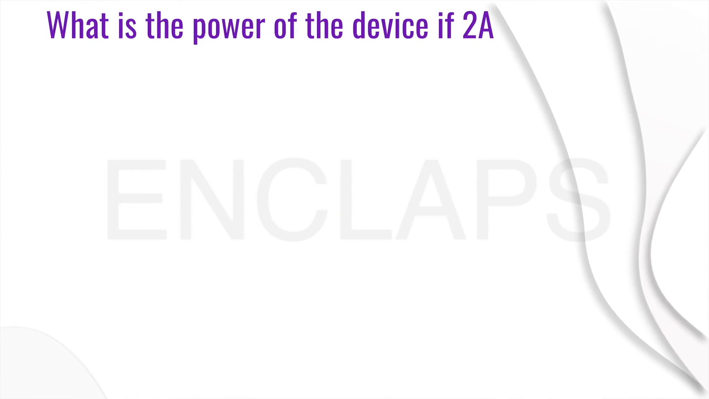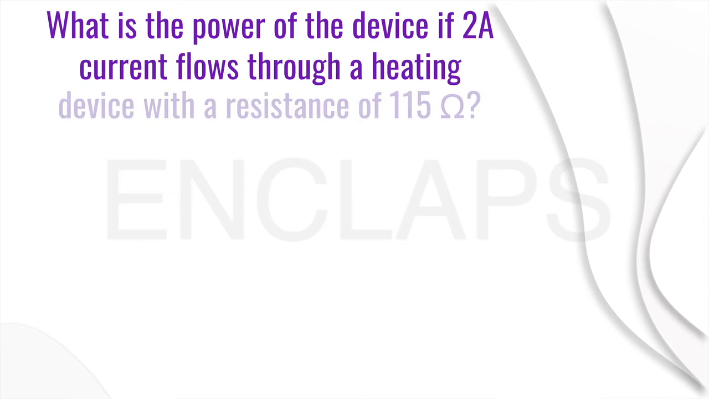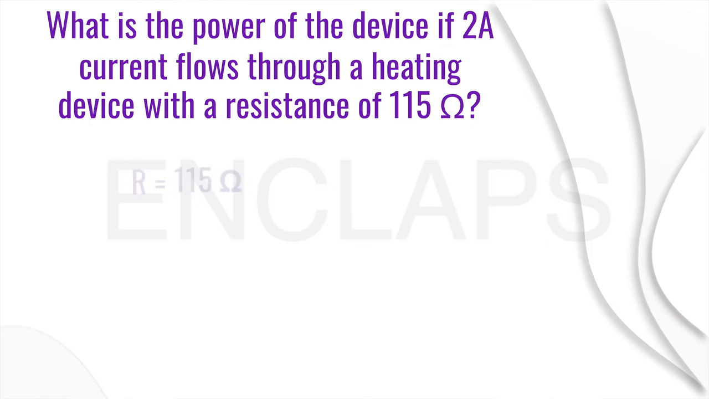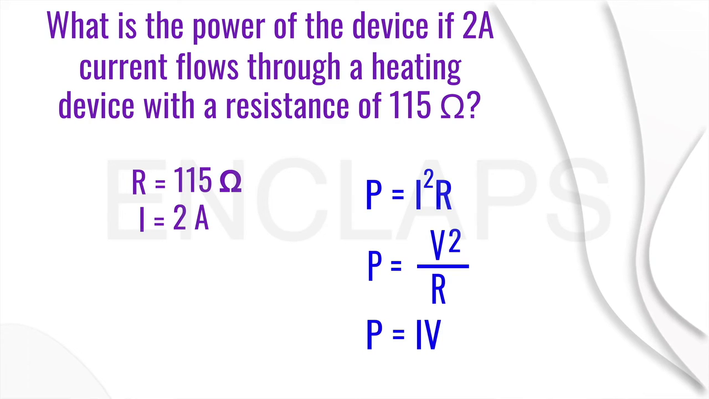What is the power of a device if 2 ampere current flows through a heating device with resistance of 115 ohm? The given data are R is equal to 115 ohm, I is equal to 2A. We are told to find the power. We know the three equations of power. P is equal to I square R, P is equal to V square divided by R, P is equal to IV. Which one would you choose?